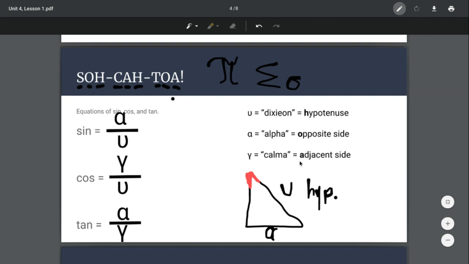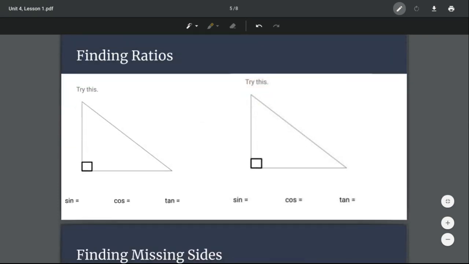Okay, and which is the opposite side, which might be OPP, and then, sorry, gamma. That's the adjacent side. You might say, oh, that's adjacent too. Well, it's the hypotenuse, so whichever one's not the hypotenuse, that's the adjacent one. Okay, good. Finding ratios.